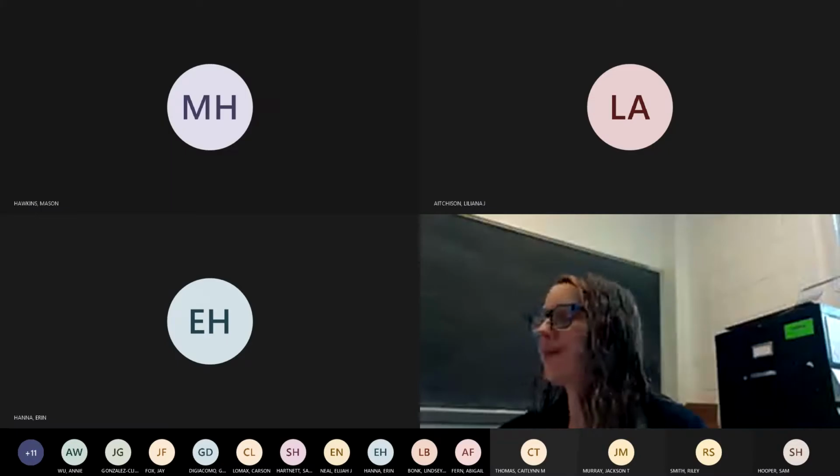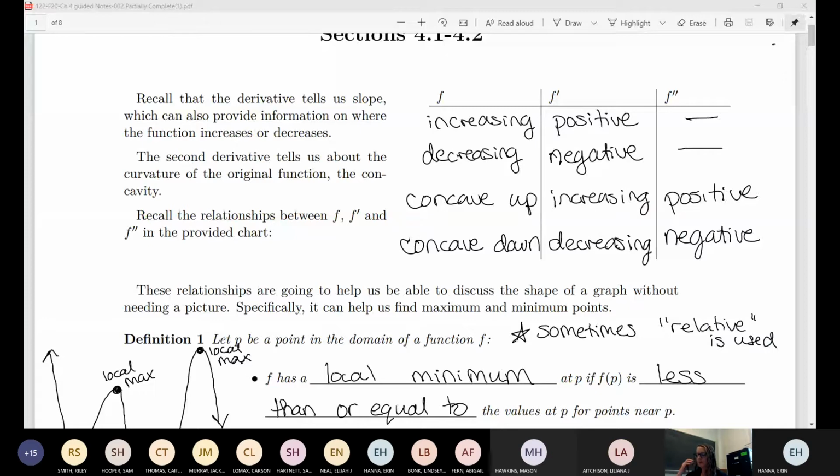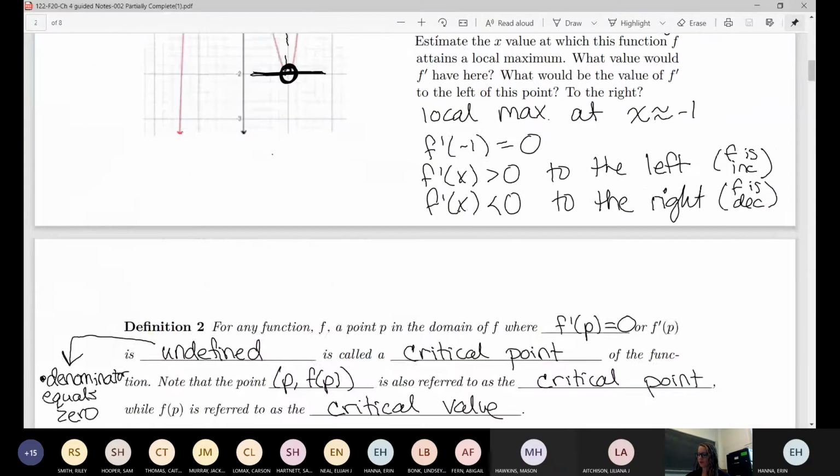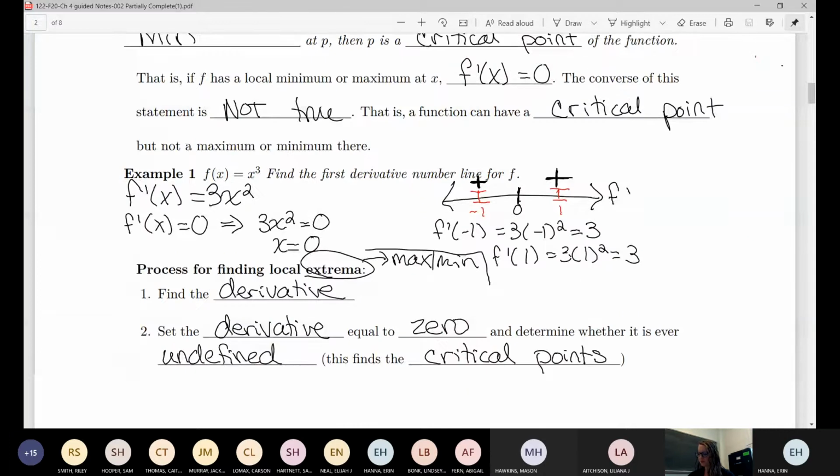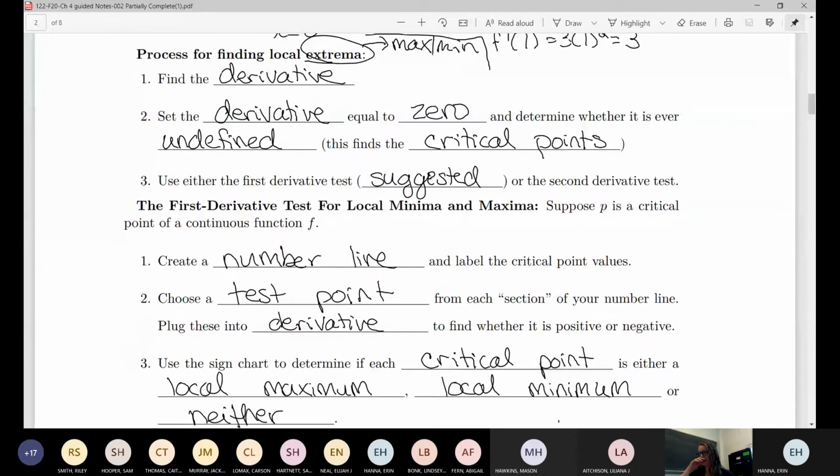There we go. So we're in chapter 4 talking about maxes and min values. On Wednesday, we went over essentially the process for how to find our maxes and mins. So remember, we have these things called critical points, where that's going to be where our derivative is 0 or undefined. Which remember, undefined in our case is going to be that denominators are 0. We went over the full process for how to find these local extrema using the first derivative test.